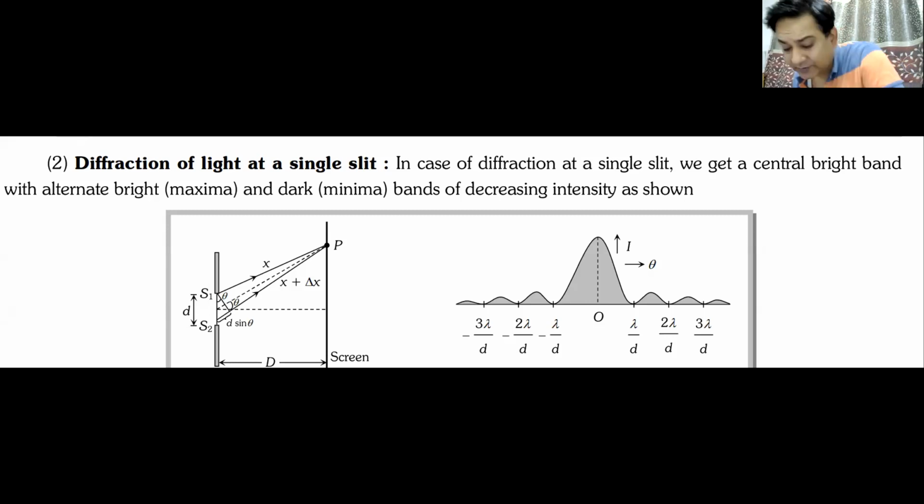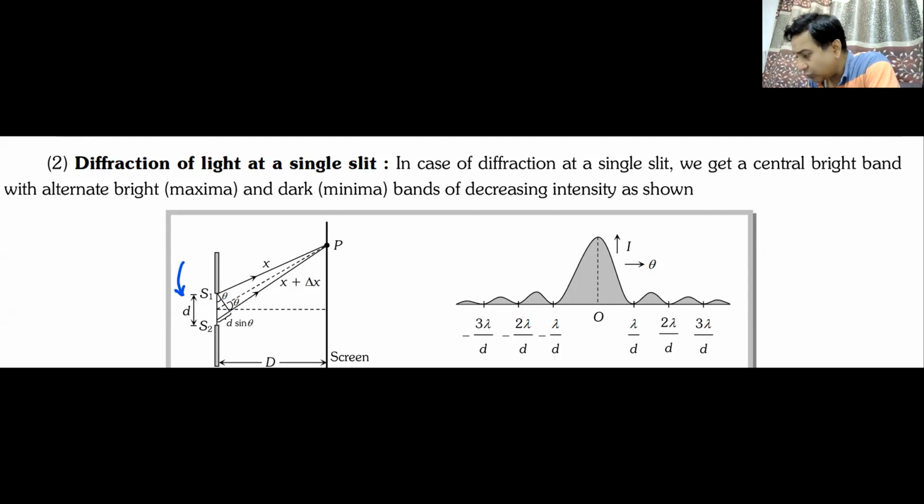This diagram looks similar to what we had done in interference. In interference, we had two slits, S1 and S2, and small d was the distance between the two slits. Here, instead of two slits, we only have one slit, and d is the width of that slit. Do we understand the difference? Yes or no? Yes, sir.